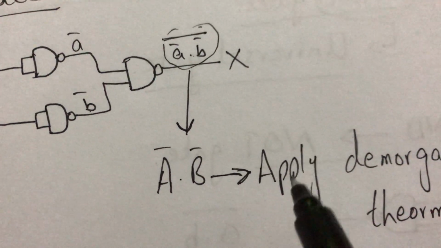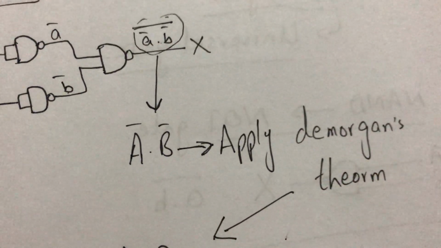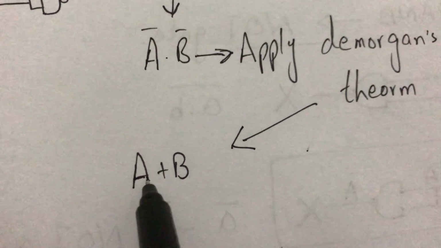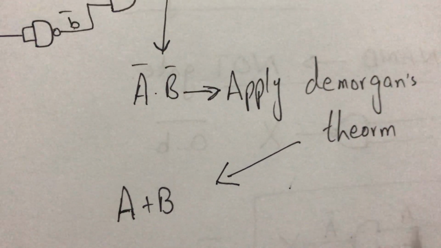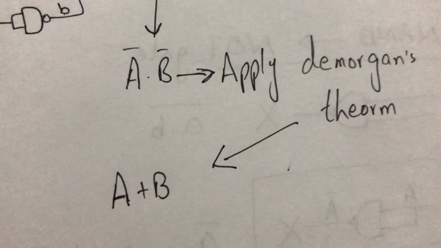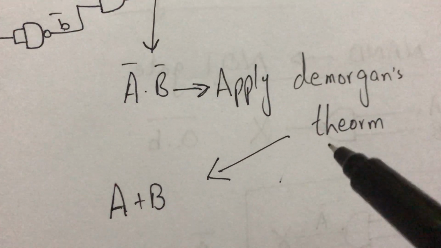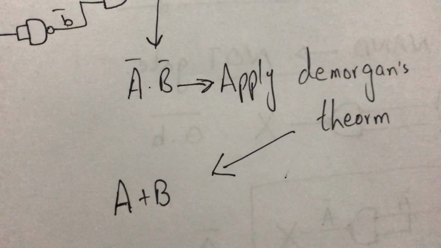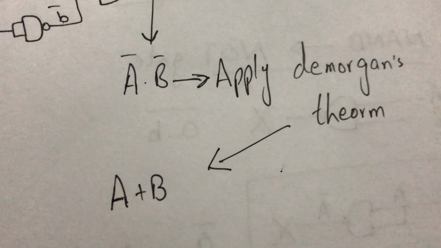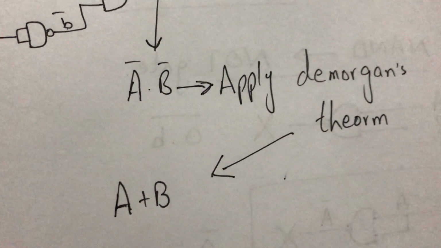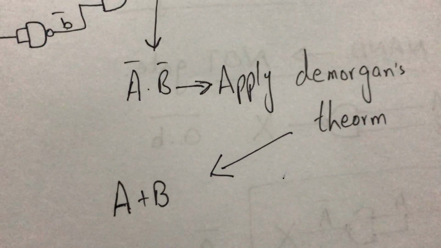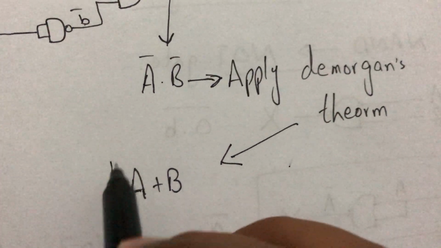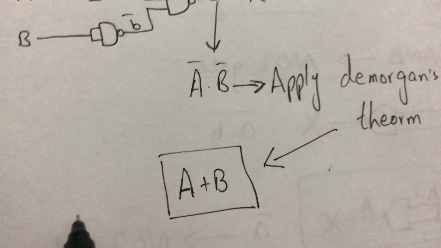Now we will apply De Morgan's theorem. By applying De Morgan's theorem we will get the output A plus B. I am not going to prove this over here because it is not included in the syllabus of O-levels computer science. I will make another video for proving De Morgan's law for the OR gate, but not in this video. So this is the output of the OR gate.